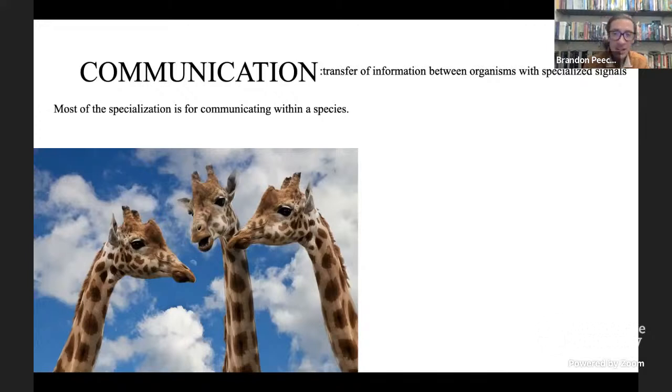Most of what we're going to talk about today is communication within a species. A lot of the specialization, so some human specialization might be spoken word and then having language stand in for abstract ideas, most of that specialized communicating happens between individuals of a single species. So giraffes can share communication signals with other giraffes, parrotfish with other parrotfish. And so that's what most of communication is.